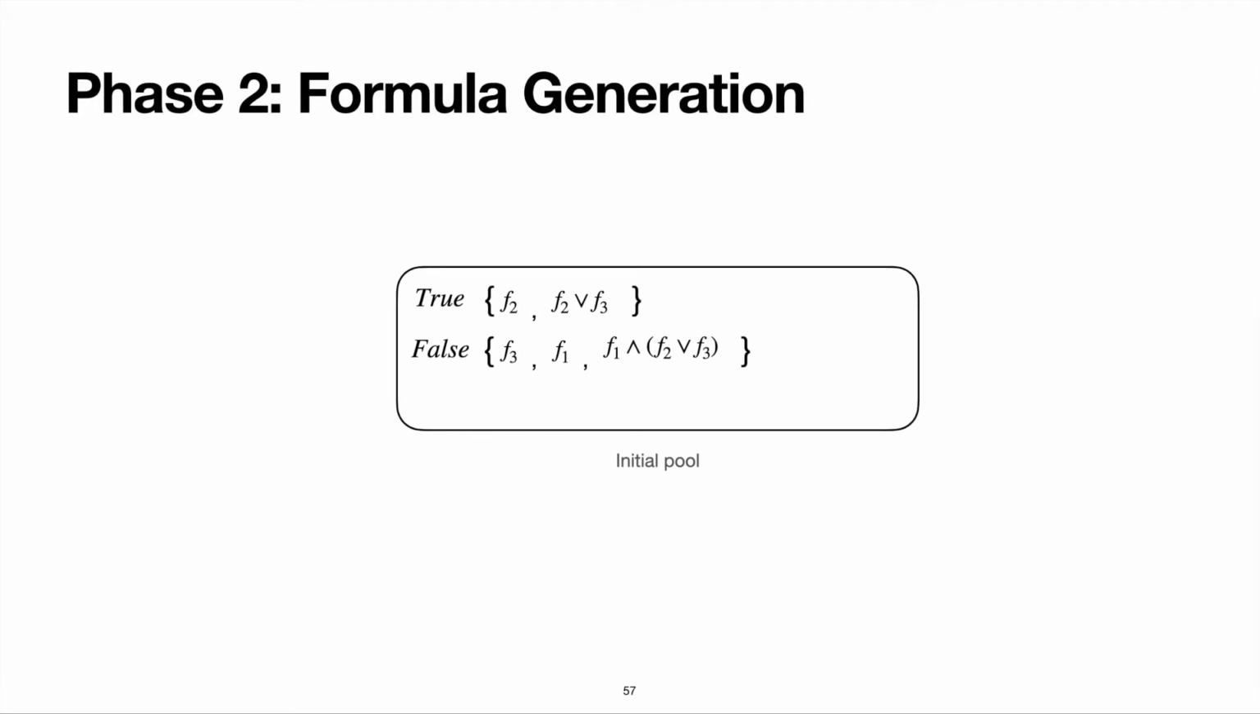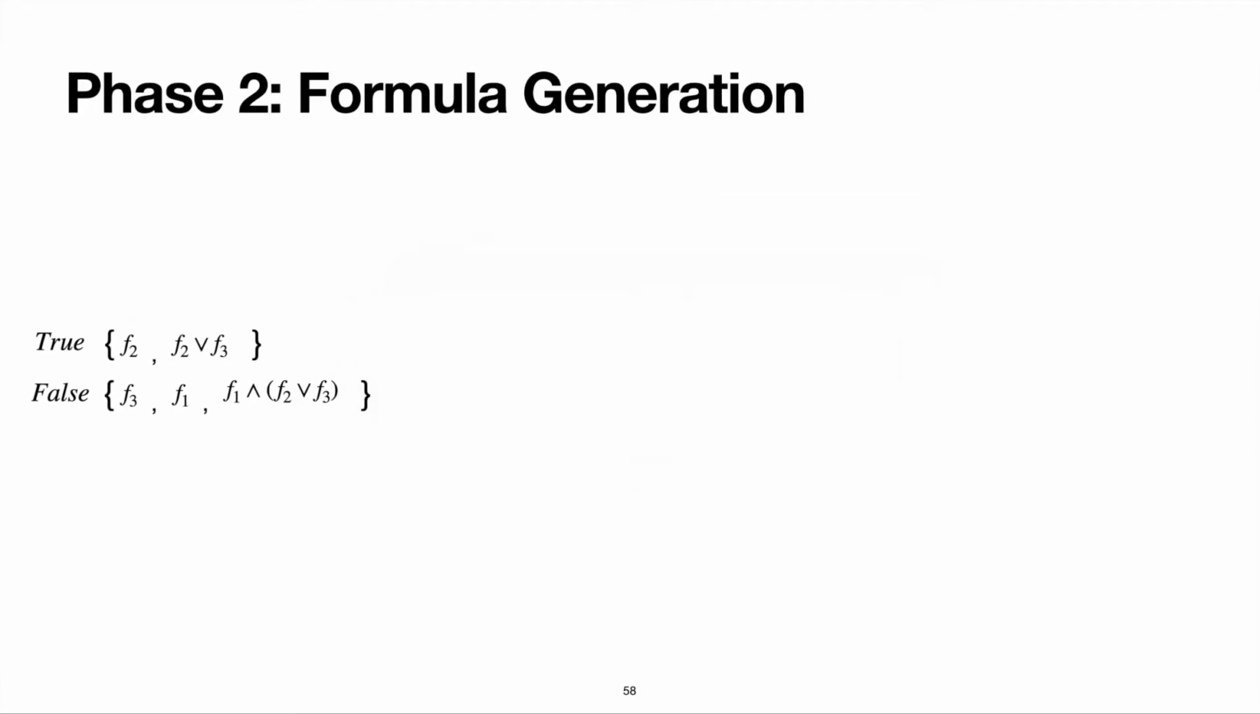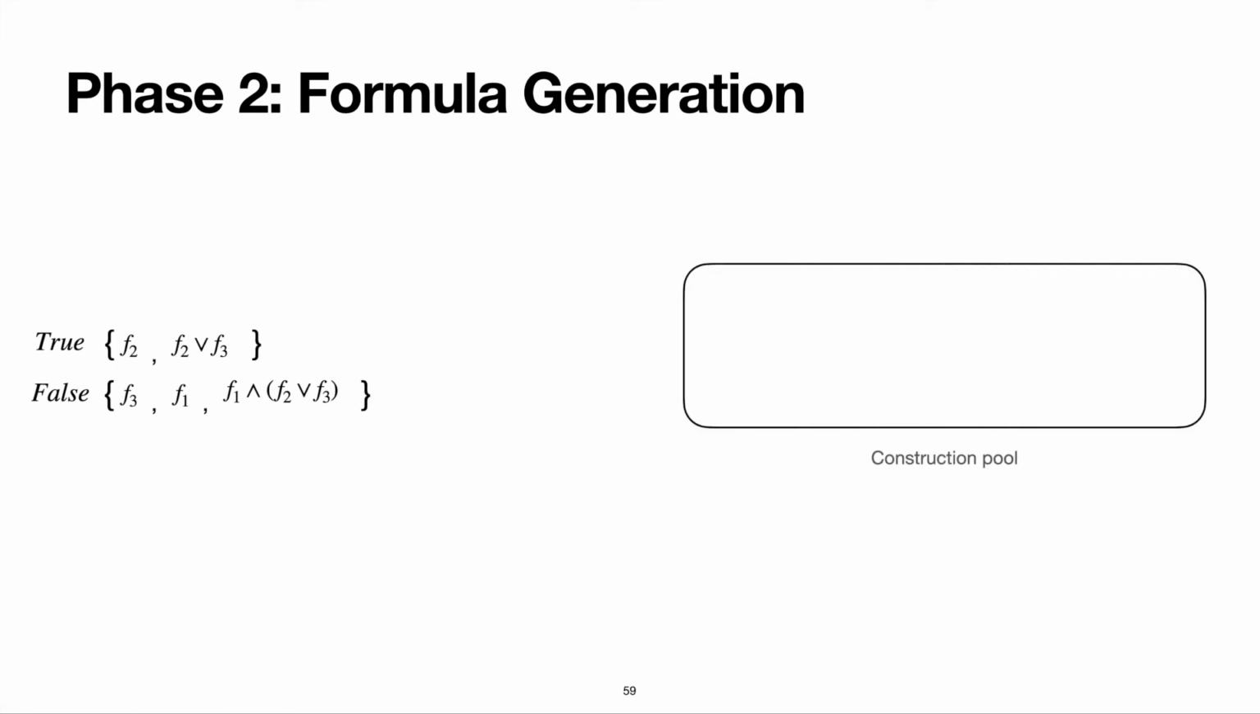Formula generation. In Phase 2, we construct another pool called the construction pool. We use the formulas in the initial pool to build new and more complicated formulas. For example, we select f2, which is in the true set, negate it, which now makes it false, and move it to the false set in the construction pool. Next, we take f2 or f3 from the true set, disjunct it with f1 from the false set, and move it to the true set in the construction pool.